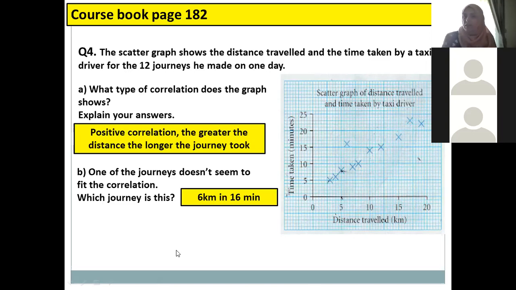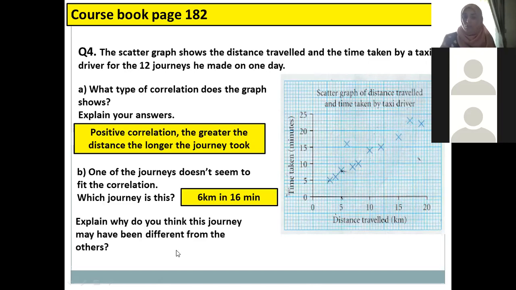That was a bit different from the rest of the scatter diagram. They want you to explain why you think that might happen. Why do you think that might happen?